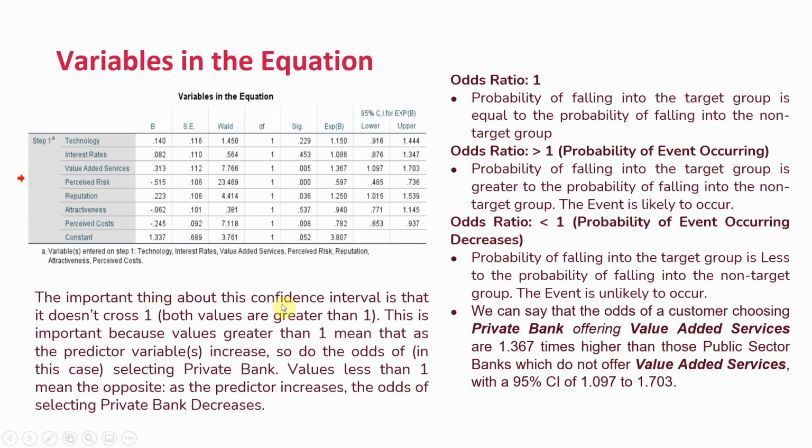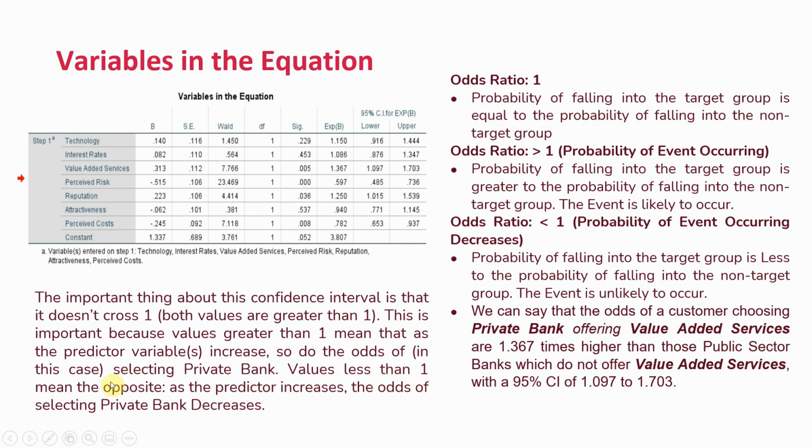Now the important thing about this confidence interval is that it doesn't cross 1. So both values are greater than 1 for this particular predictor, and your odds ratio is also greater than 1. And this is important because values greater than 1 mean that as the predictor variables increase, the odds of, in this case, selecting private bank also increase.